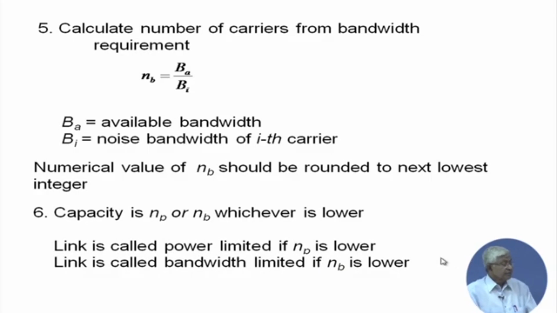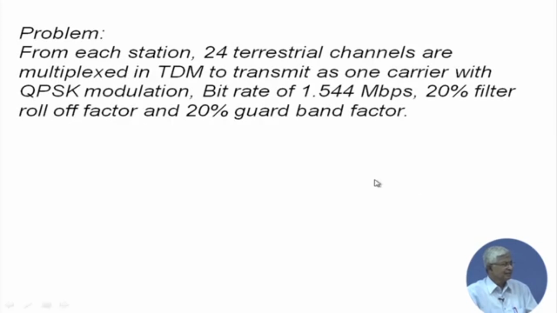The best thing is to try a very simple type of calculation, and then we will see what really happens. Let us take a quick calculation. Many assumptions are there; it is a very simple calculation. Let us say each station is multiplexing 24 terrestrial channels. Forget about the terrestrial part. 24 channels are coming, and at each station they are put in TDM and transmitted as one carrier, multiple channels going as one carrier, and such many carriers are there. So, it is a multiple channel multiple carrier case.